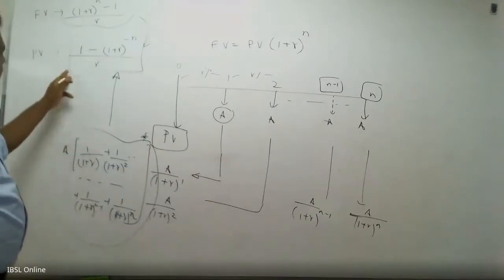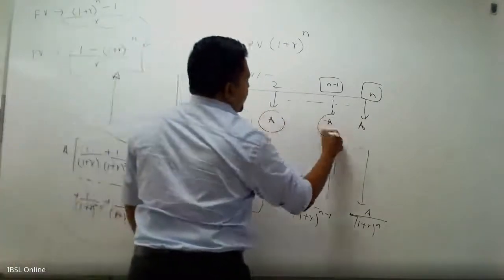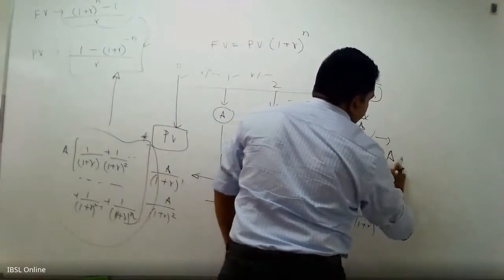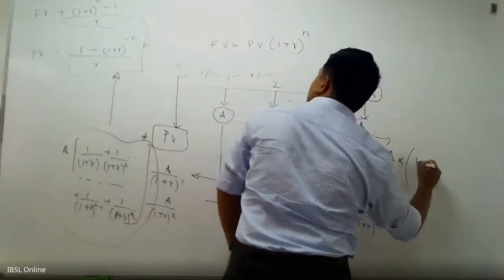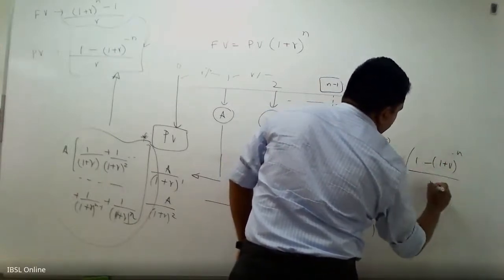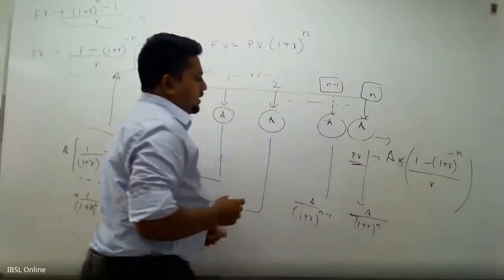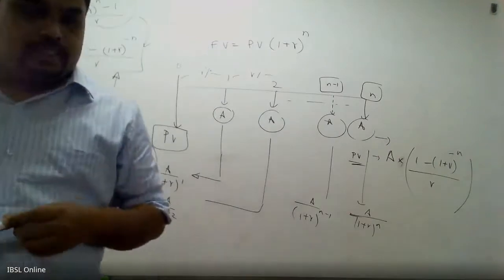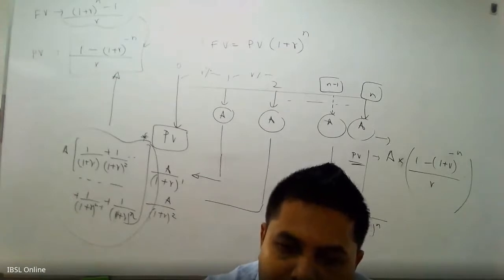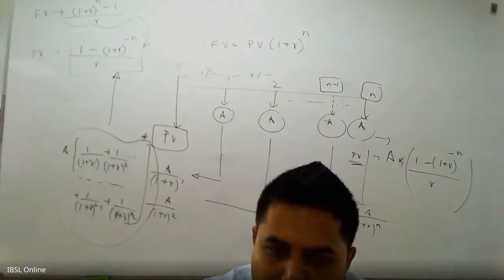So simply what we have done here is that provided you have the same cash flow of A, that A multiplied by 1 minus 1 plus r to the power negative n divided by r is going to give you the present value. That is the theory part I want to highlight here. This is the case where you have an annuity, an equal cash flow running for a longer time period.